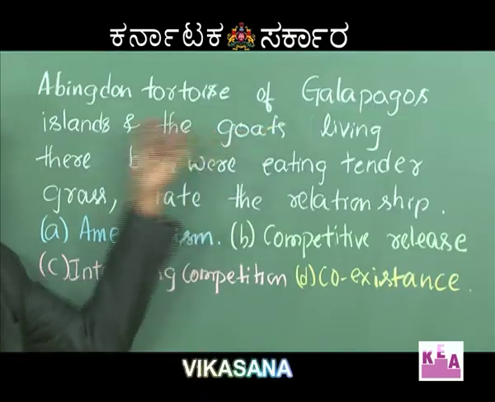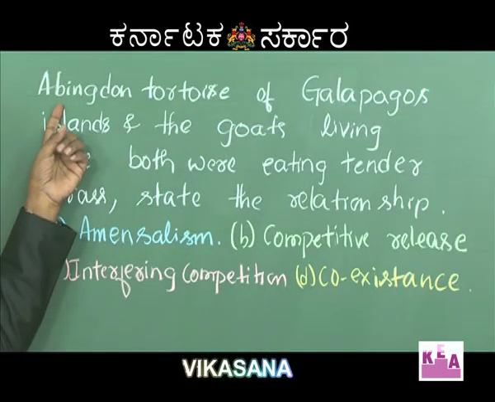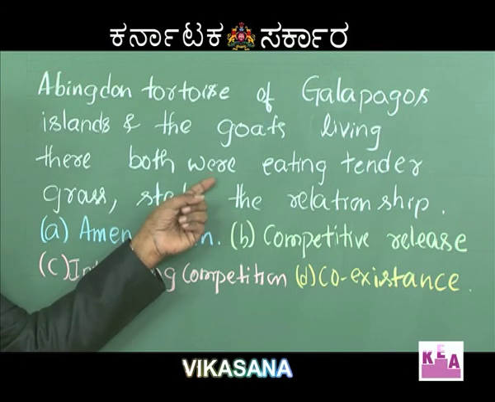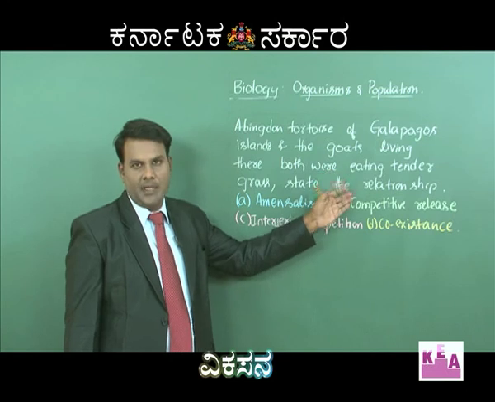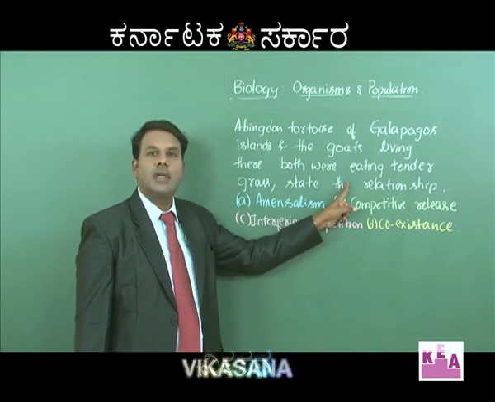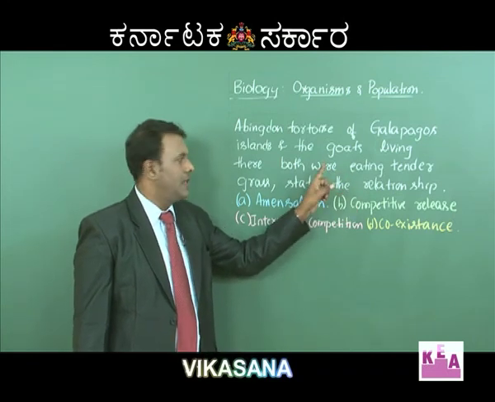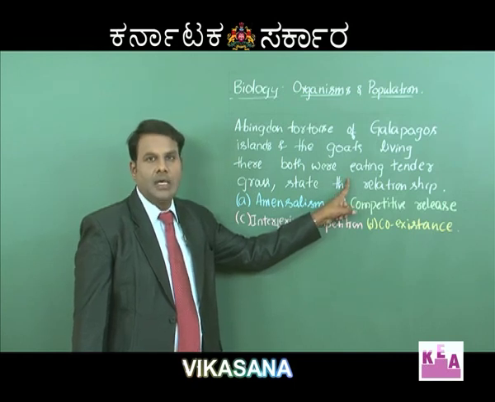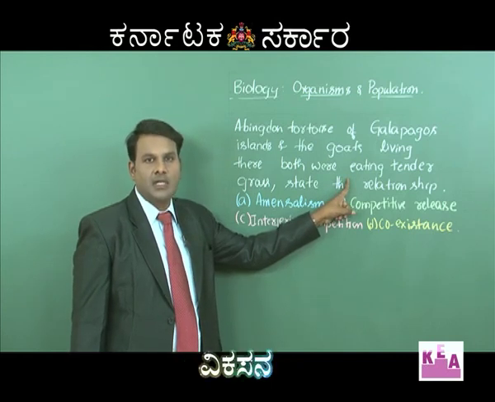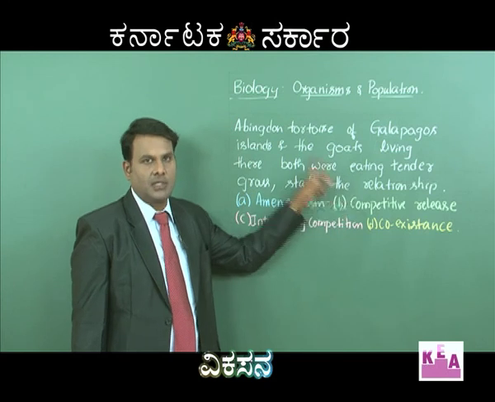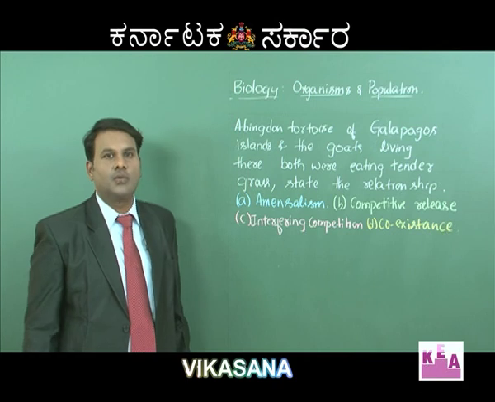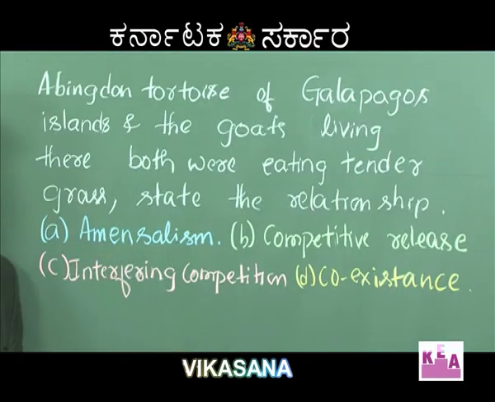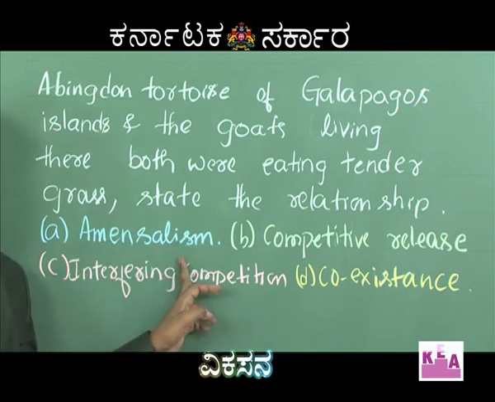So, in these islands, abundant tortoise were already inhabiting the place, and when the human settlement happened, the goats were introduced. When the goats were introduced, because of greater browsing efficiency of the goats, the abundant tortoise became extinct very soon. Now, let us see the options. The first option A, Amensalism.